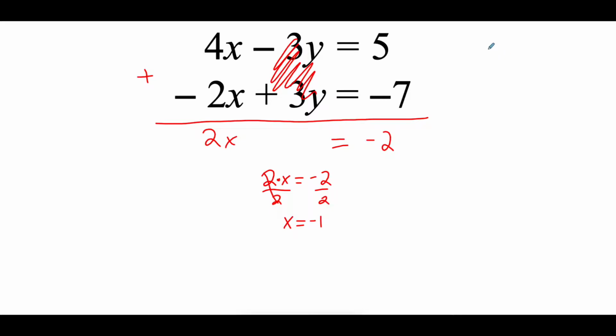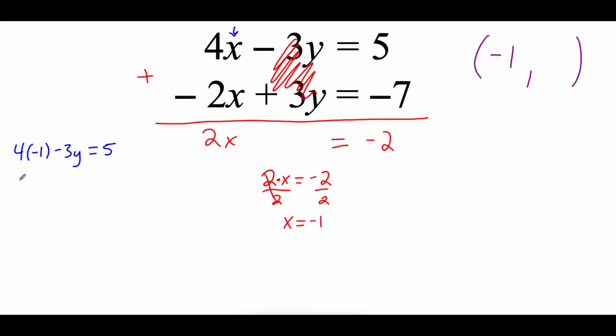Now remember, the answer for a system is always an ordered pair. We just got an x value of -1, but we still need to figure out what our y value is. So we're going to take this answer that we just got, and go back to one of our equations. It does not matter which one we choose, but we're going to take that x value and plug it back in. Let's use the top equation, and we're going to plug in the -1 for the x value, since that's what x is equal to. So we would have 4 times -1 minus 3y equals 5.